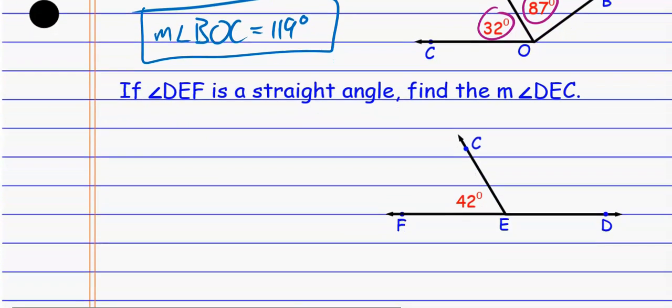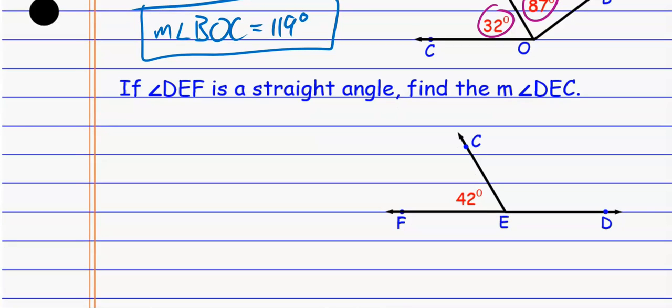If I look at this one, it says that angle DEF is a straight angle, and I want to find the measure of DEC. So again, the smaller angles add up to the whole thing. DEC is the one I'm looking for. The measure of angle DEC, that's one of the small angles, plus the next small angle, which is the 42. So the two small angles, this one and this one, add up to the whole thing. And I already know what the whole thing adds up to. If the whole thing is a straight angle, that means it's 180 degrees.